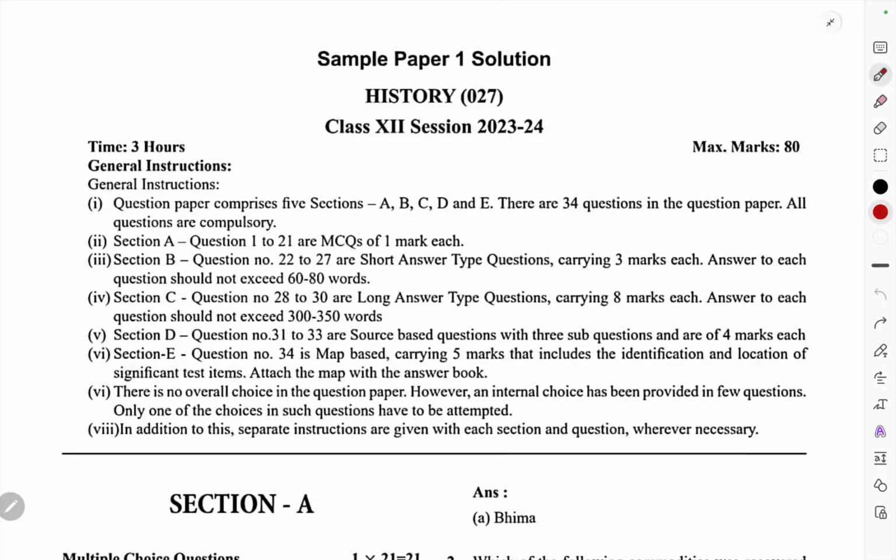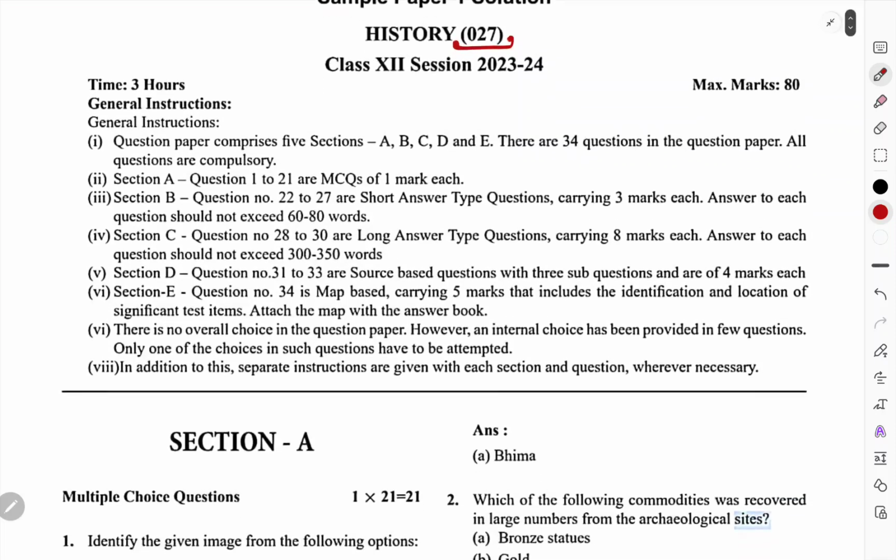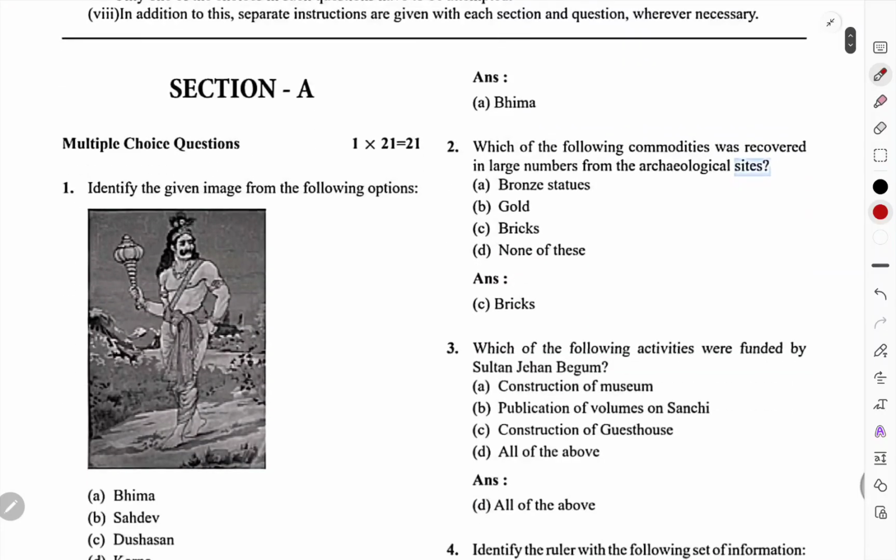Today we have to discuss the class 12th question paper of history. Basically, this is the sample question paper, and we have to discuss it with the solutions as well. Maximum marks is 80, time is 3 hours. You have to read the general instructions. So let us start with the questions.